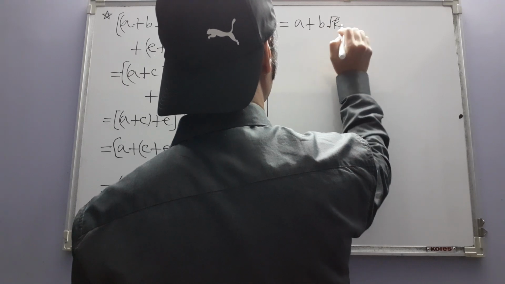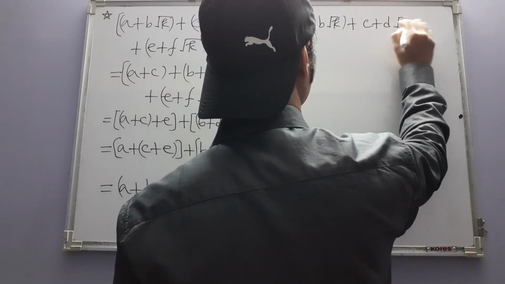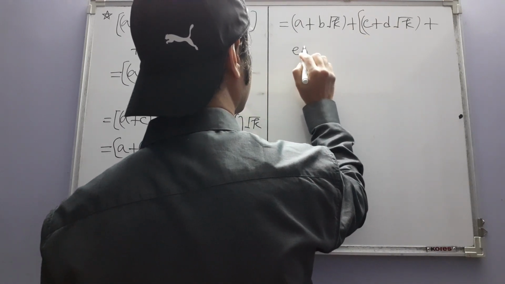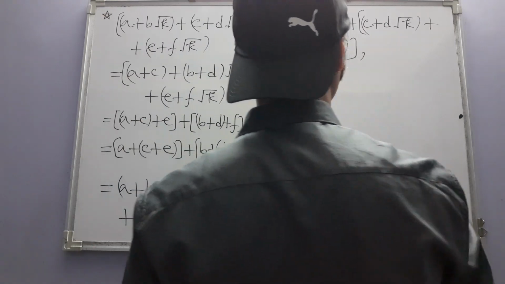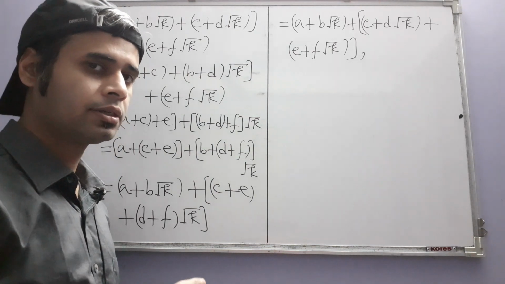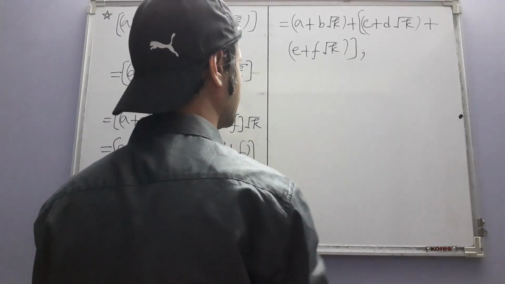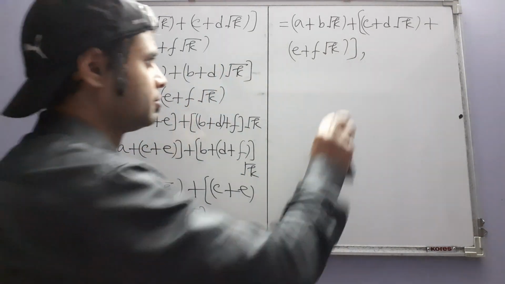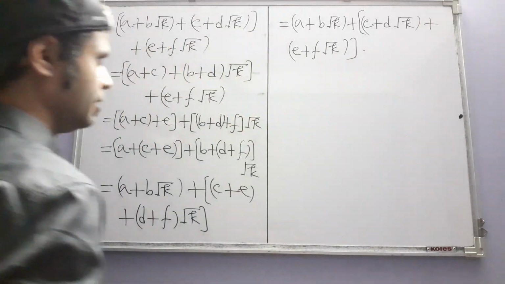A plus B root K plus C plus D root K plus E plus F root K. So we have proved that addition is associative as well. Addition is well defined, addition is commutative, addition is associative. Next, let us put a full stop here, a period here, and then continue.